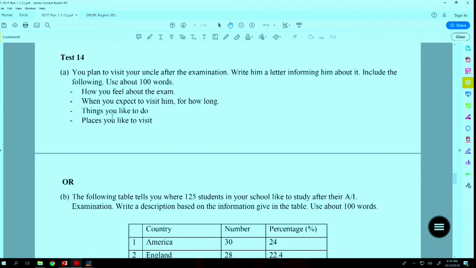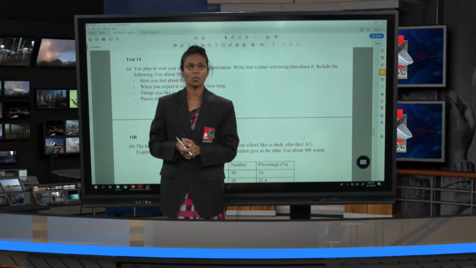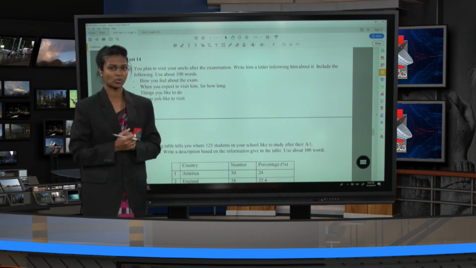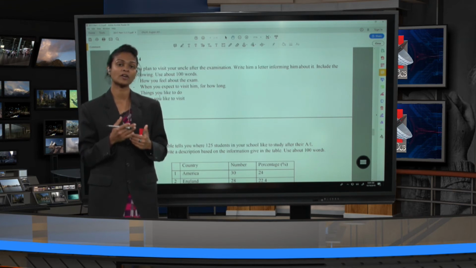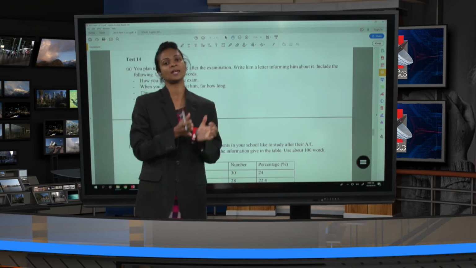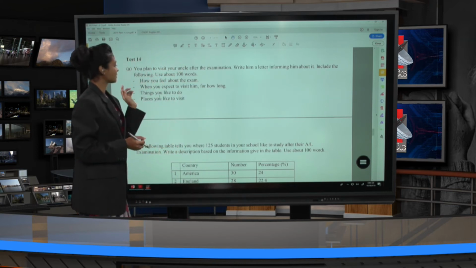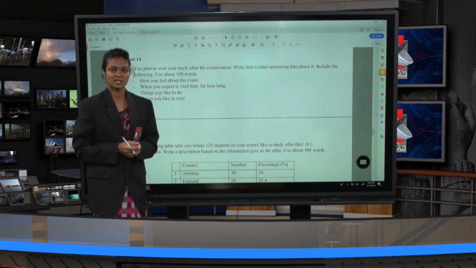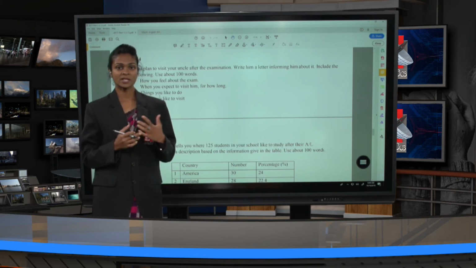Right? What are the points given here? How you feel about the exam? What are your feelings about your exam? Next, when you expect to visit him. For how long? That means for how long you are going to stay with him. Then things you like to do. Then places you like to visit.